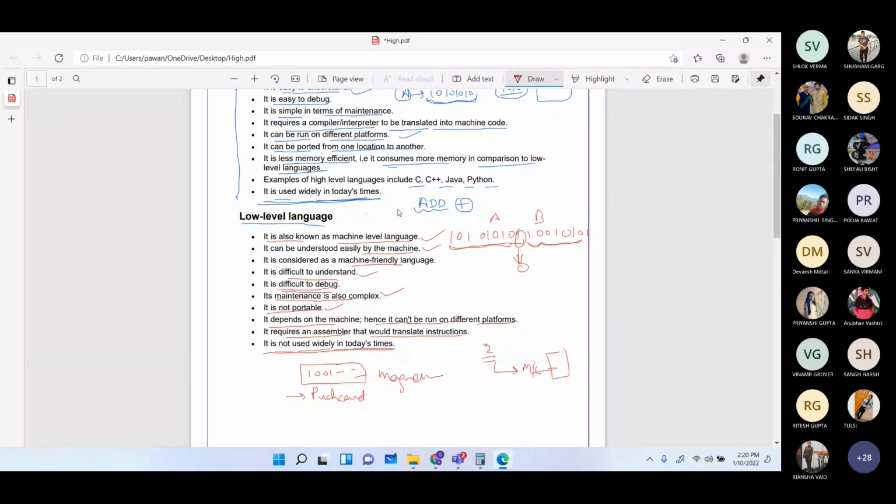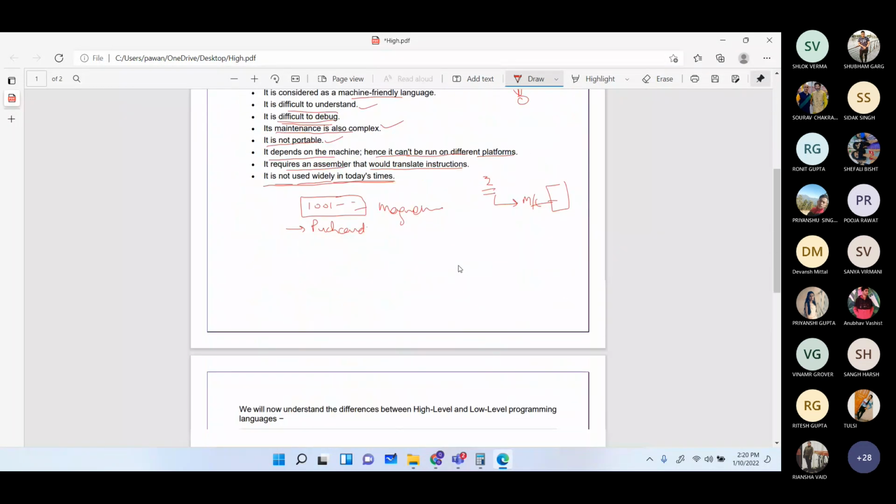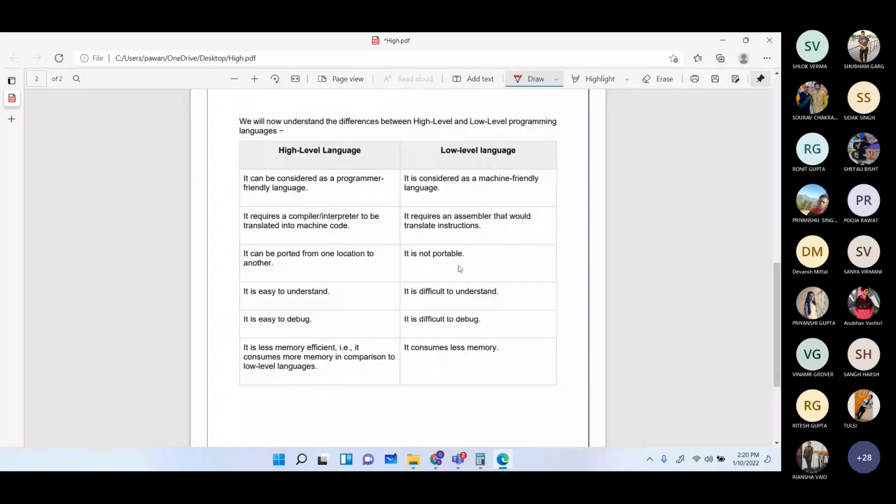Obviously we are not using low level language directly, but with the help of high level language, and with the help of the compiler and assembler that we read earlier, we can use low level and high level languages. Last topic, very important for today's class: now comparison between high level and low level.